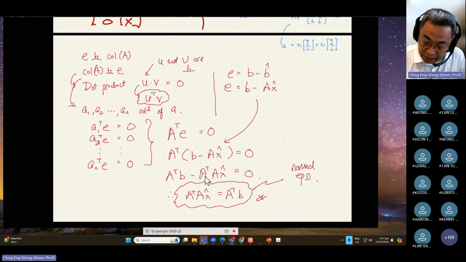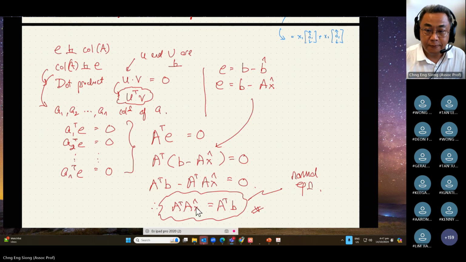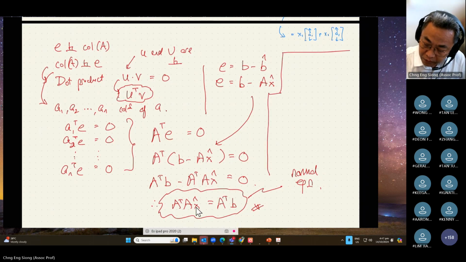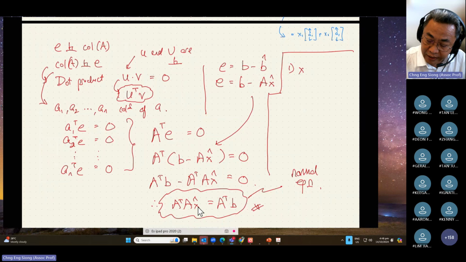Now, what does this tell us, guys? Number one, what does this equation tell us? So my quiz question is, can we solve for x? Does the solution always exist for x hat? Exists or not? Does not exist? Exists always?